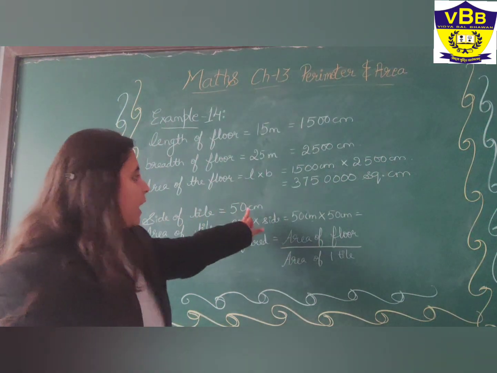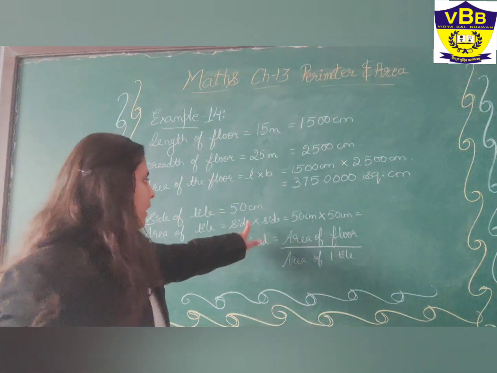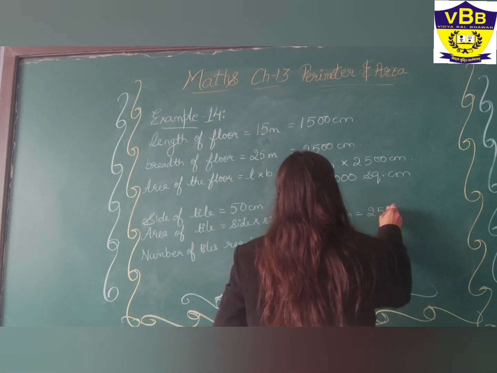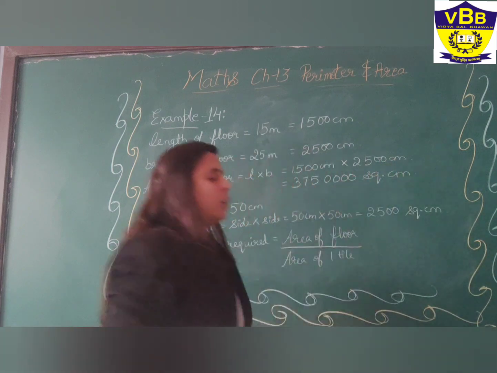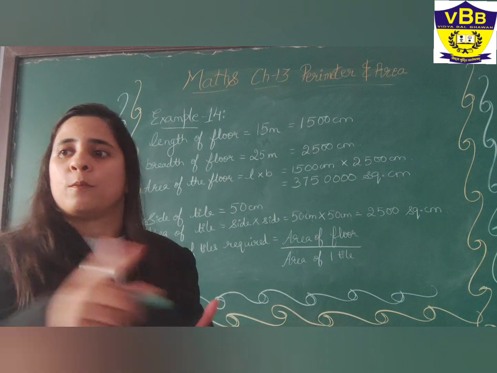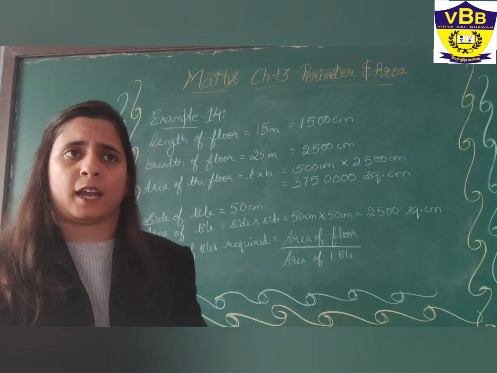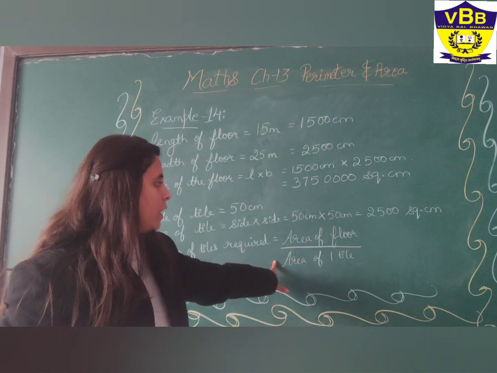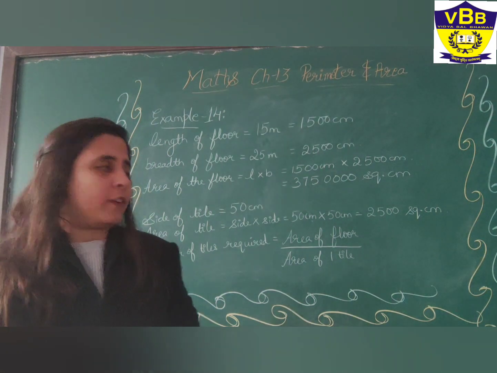Now, side of the tile is of 50 centimeter. You will find the area of one tile. Area of one tile is equal to 50 into 50, that is 2500 square centimeter. Alright, now you need to find the number of tiles they need to put on the floor. You know the area of the whole floor, you know the area of the one tile. So to find number of tiles, you are going to divide the area of the floor with the area of one tile, and you will get your answer, the number of tiles required.